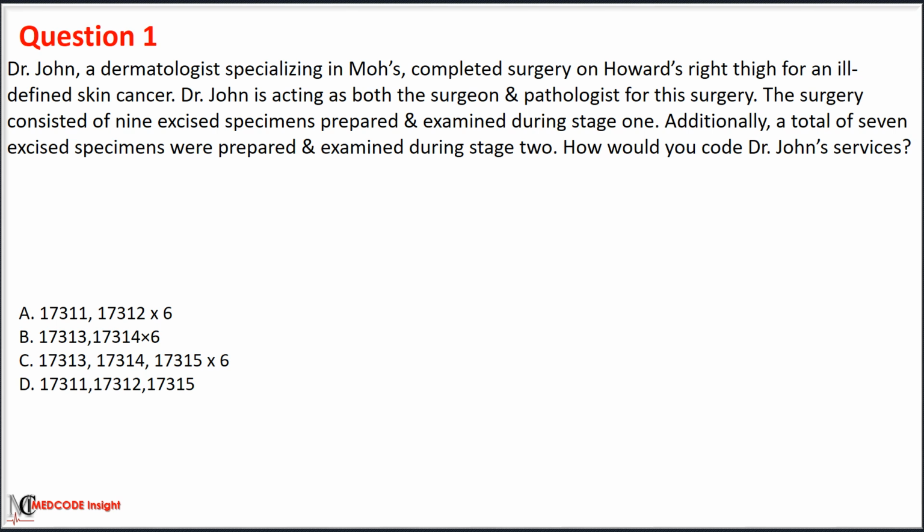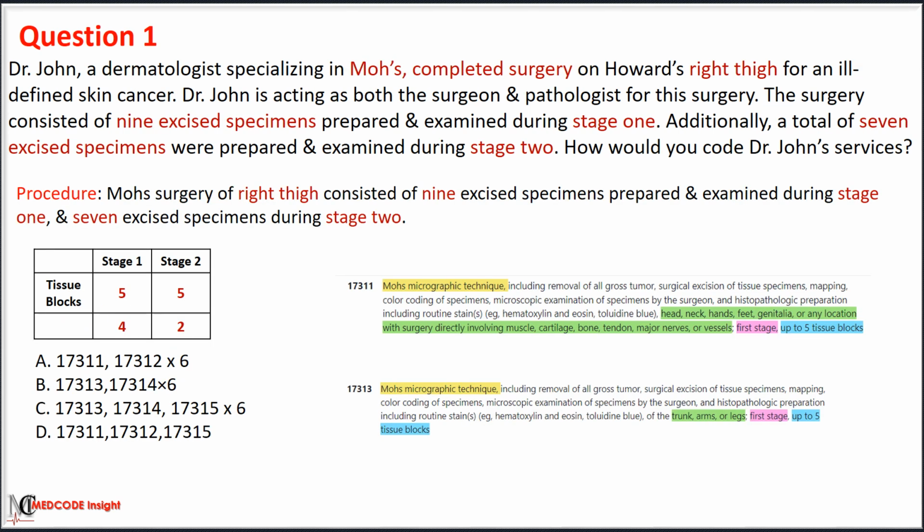Option B with the service codes 17313, 17314 x 6. Option C with the service codes 17313, 17314, 17315 x 6. Option D with the service codes 17311, 17312, 17315. The first step is to determine the type of the procedure performed.